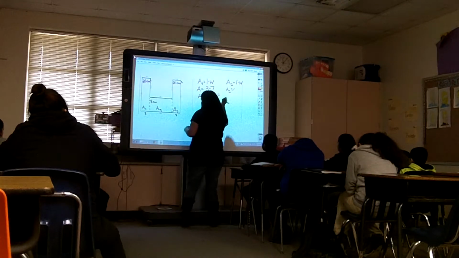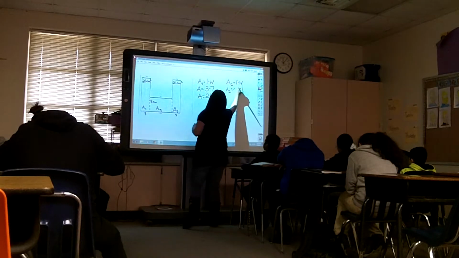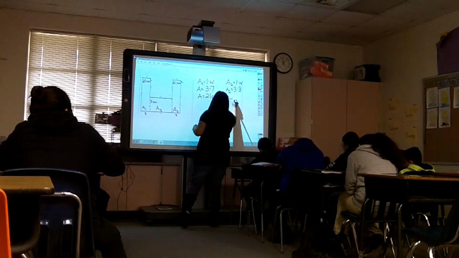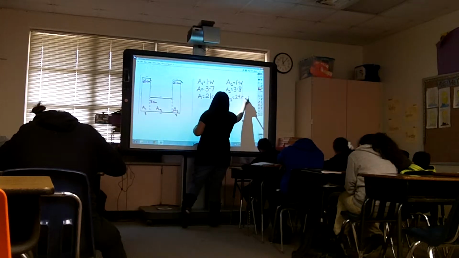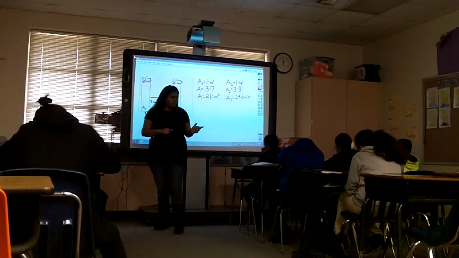So what numbers am I multiplying for this shape? 3 times 8. 24. Okay, and I get 24 centimeters squared. Alright, now what I want you to do, I'm going to give you a few seconds to try to figure out the total area of this shape now.